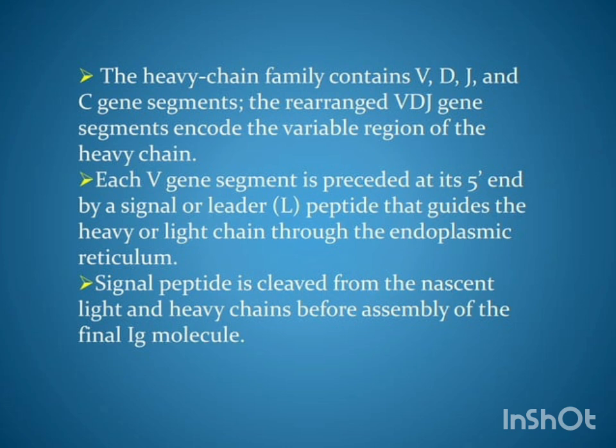Each gene segment is preceded at its 5' end by a signal peptide, a linear peptide that guides the heavy or light chain through the endoplasmic reticulum. The signal peptide is cleaved from the nascent light and heavy chains before assembly of the final immunoglobulin molecule.